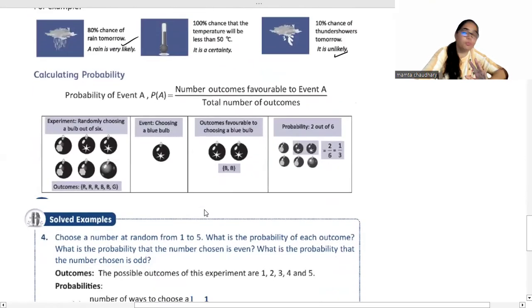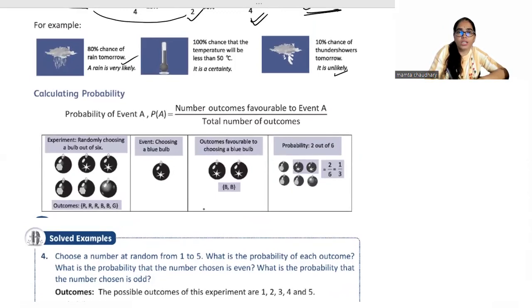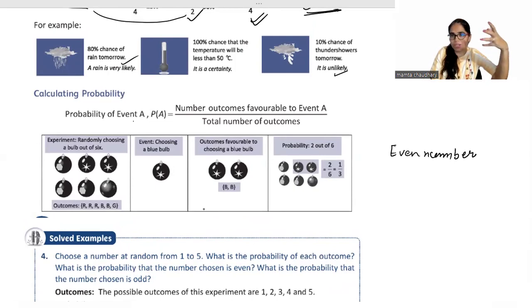Now, calculating probability, how we calculate probability. For that, we have one formula. Suppose we are defining an event A. For example, if I'm throwing a dice and I want to get an even number, so getting an even number is the event. So how will I write? Probability of the event, what event? Even number. Here the event is A, so that is why it's written A.